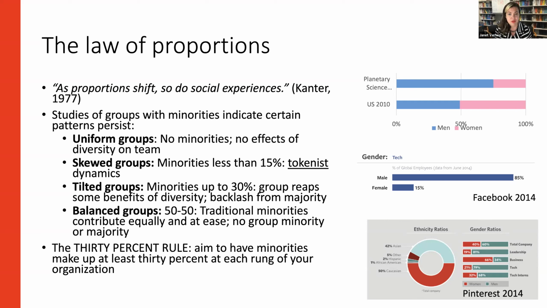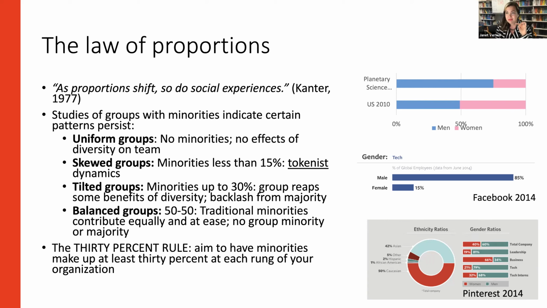So Rosabeth Kanter, who's a professor at Harvard, over 40 years ago proposed that when you have different groups and the proportions of minority representation shift in them, you shift the social experiences of that group and of the minorities in that group. And she breaks this into several categories. You have uniform groups where basically no one's a minority. Everybody's in the same category, and you don't get any of the benefits of having a diverse team with lots of different information coming in and new recombinations of experiences, the kinds of things that we've now demonstratively shown improve qualities of production and innovation over time. So you don't get any of that benefit if everyone's all the same.